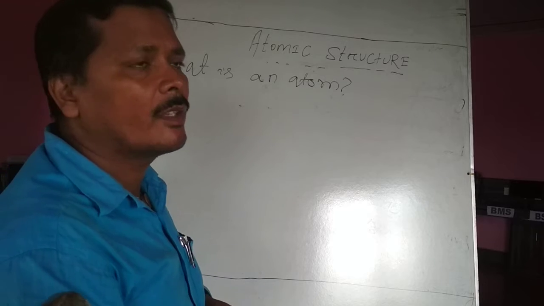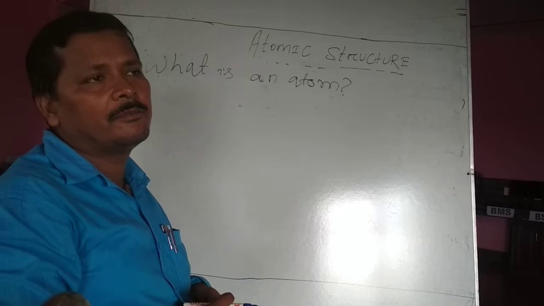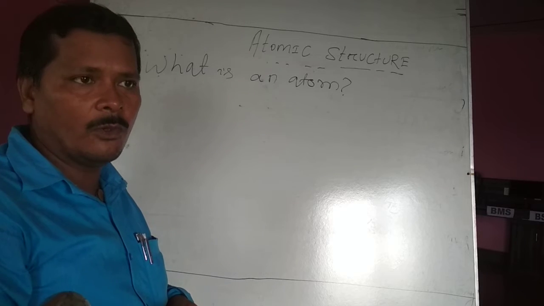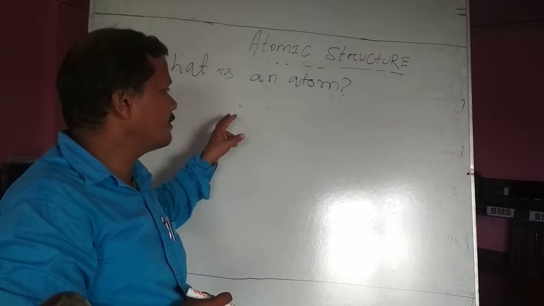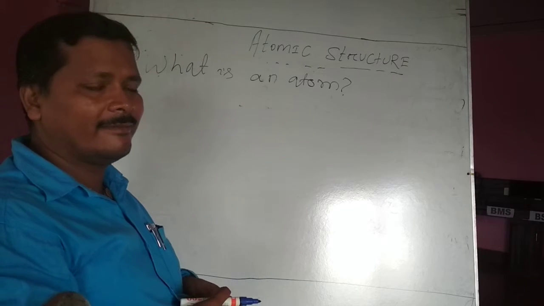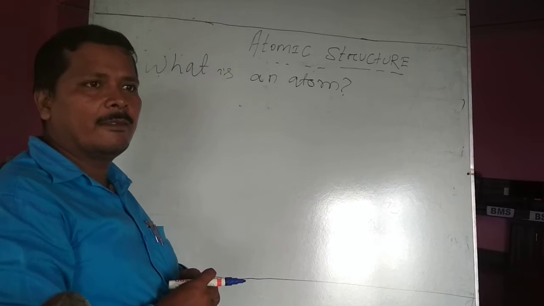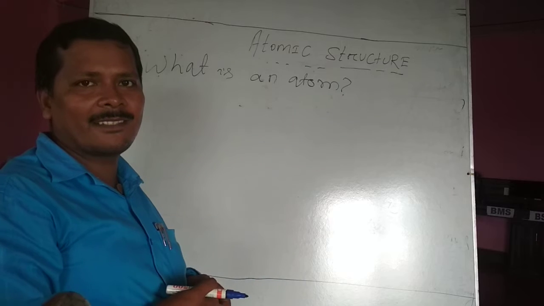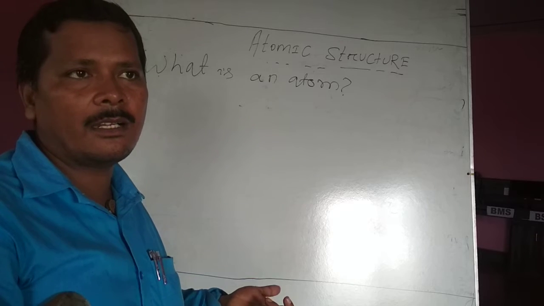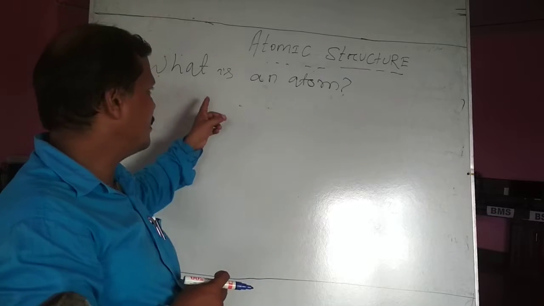Before going to define what is an atom, let us remember what you have studied earlier. Dalton's atomic theory you already know. There are 2 points in Dalton's atomic theory. What are those? An element consists of a large number of minute or tiny particles called atoms. And second point is atoms are indivisible. These 2 things were the main points in Dalton's atomic theory.